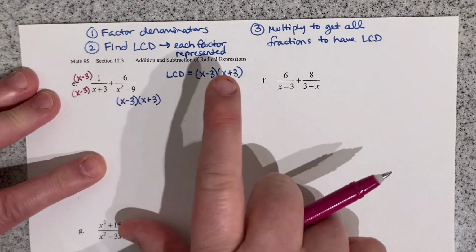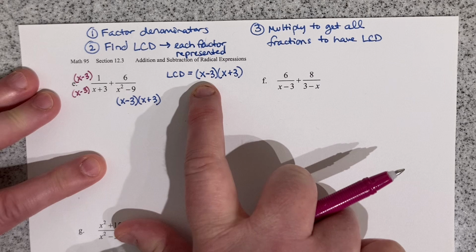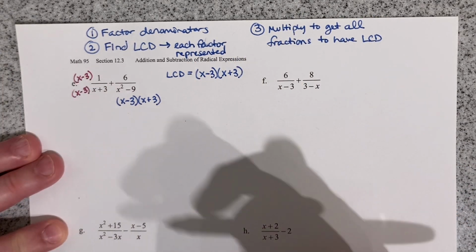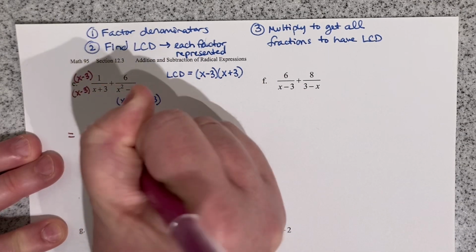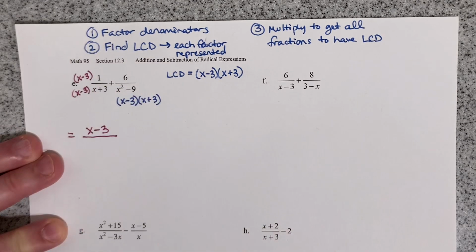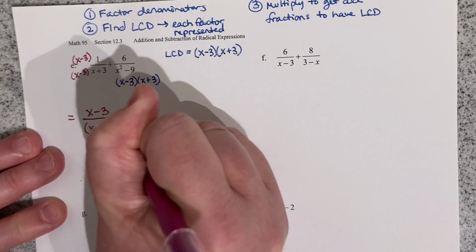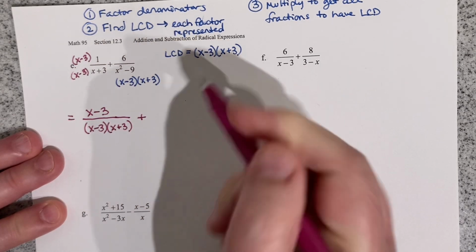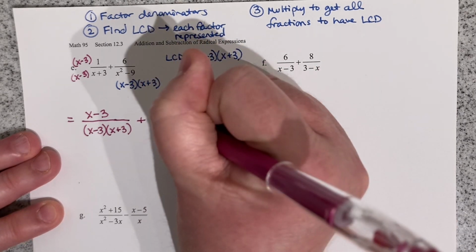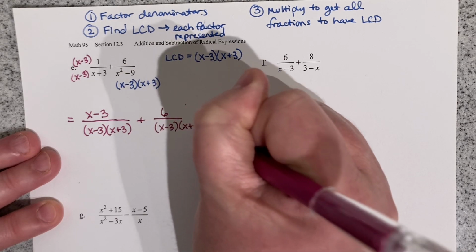I'm not even worried about the tops, right? These first 2 steps, I'm not even looking at the numerators. Now, we're multiplying both top and bottom, so we're finally incorporating the numerators. So after I multiply 1 times x minus 3, the top of this fraction is going to be just x minus 3. The bottom is that LCD, x minus 3 times x plus 3. Plus, we don't need to multiply the second fraction by anything. It already has that least common denominator. So the top's going to stay 6. And then the bottom is x minus 3 times x plus 3.